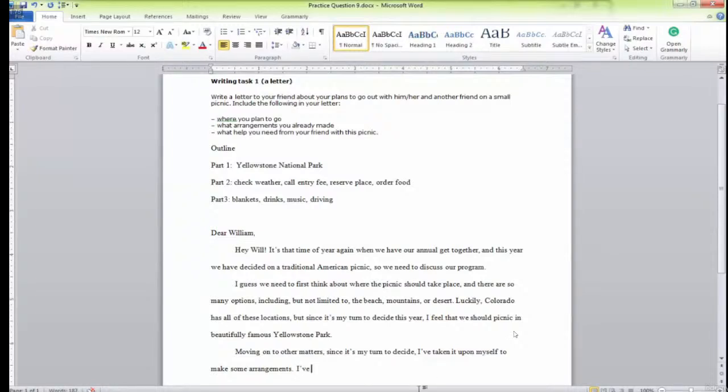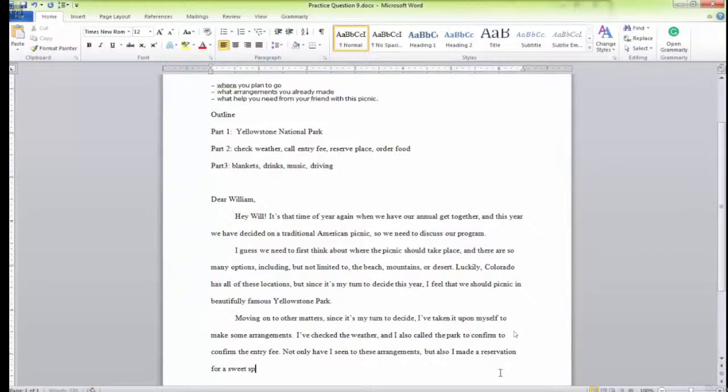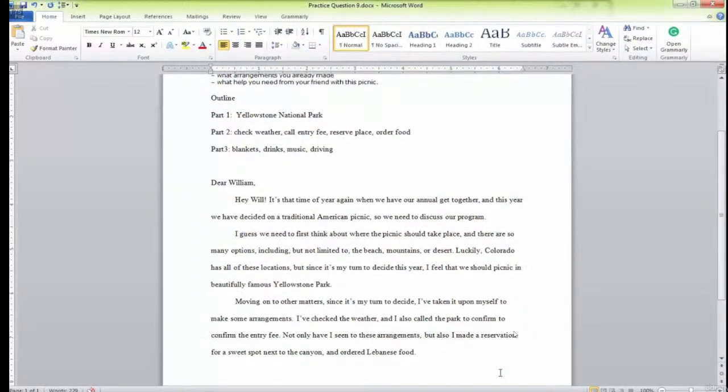Let's see. So I'm going to talk about the weather. I've checked the weather. And I also called the park. When I'm typing too, I always type O before T. I don't know why I do that. I need to fix my fingers. Also, I made a reservation for a sweet spot, colloquial language, next to the canyon. And ordered Lebanese food. I like Lebanese food. Okay, all right, there's our second part about the arrangements I've made. Now, this one has 3 sentences, the previous one had 2 sentences, right? But you see the amount of words are about the same.